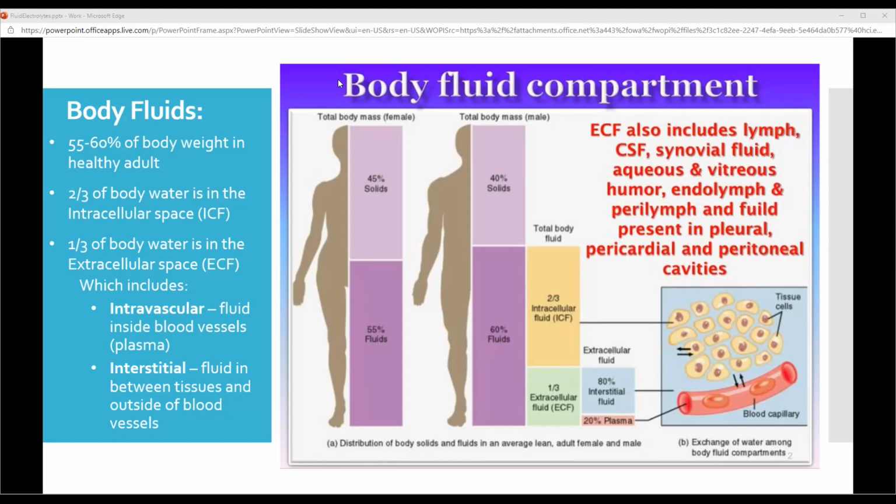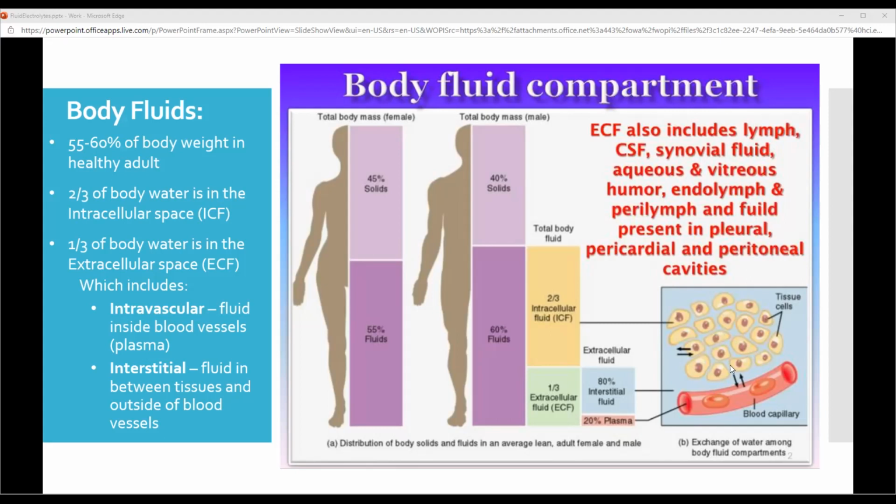When we talk about, I hate this room, but all right, when we talk about extracellular fluid, we have fluid inside the blood vessels here. You see a picture of this blood capillary inside the blood vessels. So that's intravascular. And then you have fluid all in between the tissues. That's interstitial.